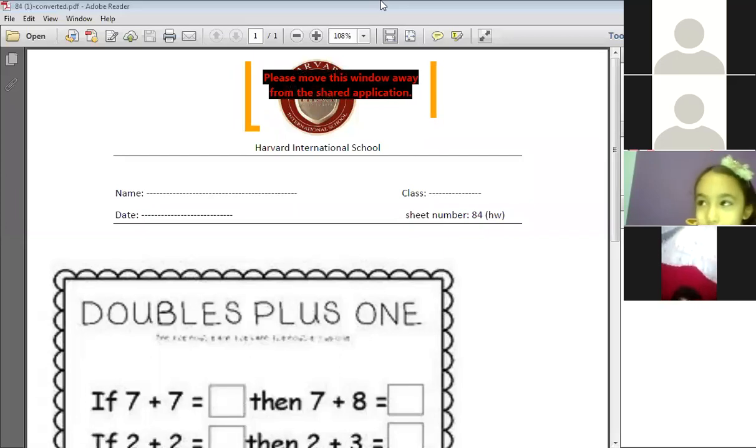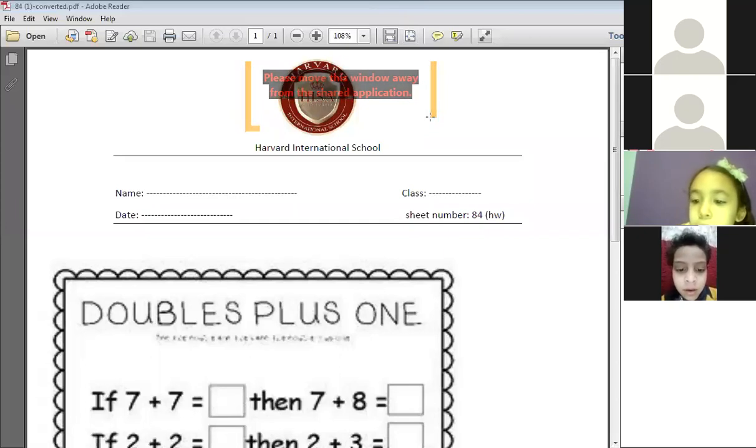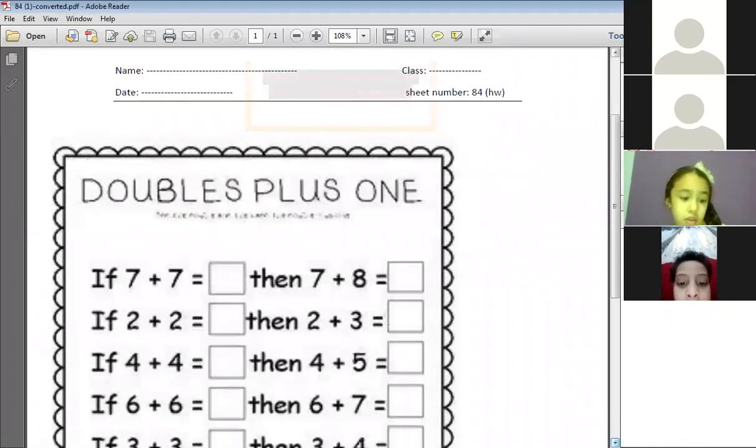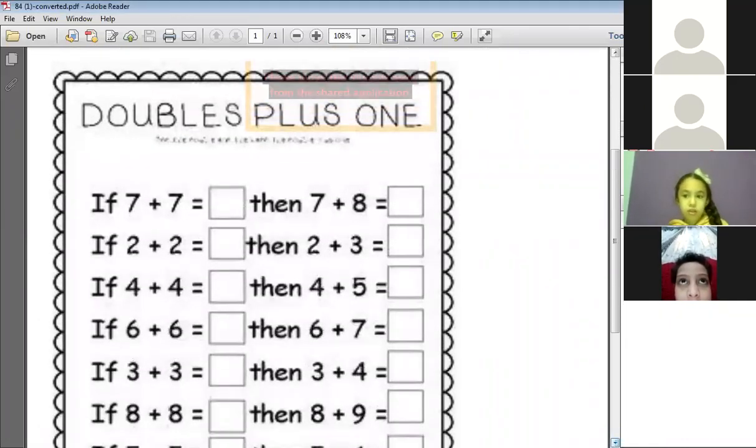Yes. Okay, so let's start correcting the homework. Sheet 84. Okay, it is about the doubles and plus one.